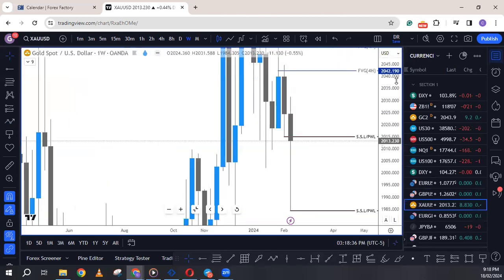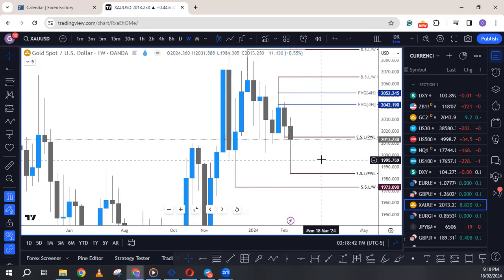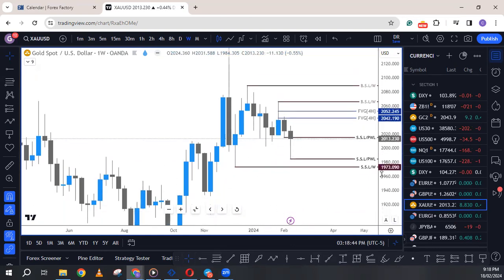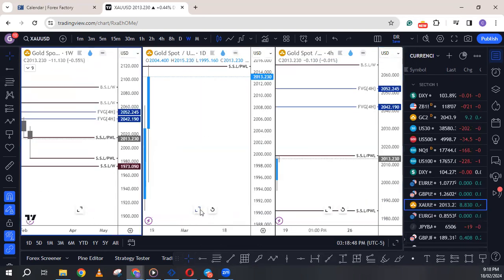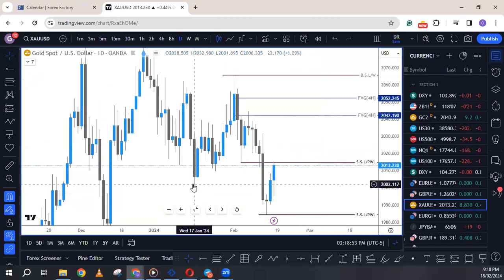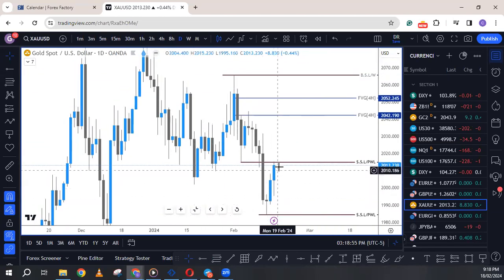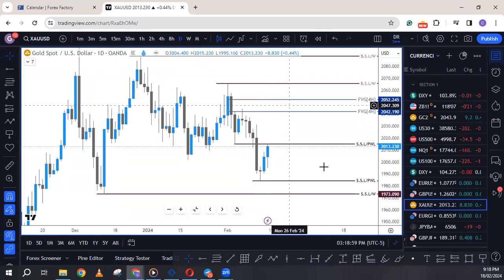When we look at gold from the weekly, I have this very long lower wick on the weekly, which is a sign of slight bullishness, heavy buying power coming in. If we look at it on the daily, you can see that we have a change of character here. So what this might be is just a retracement, might just be a retracement to move lower.